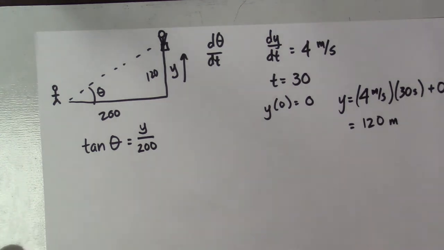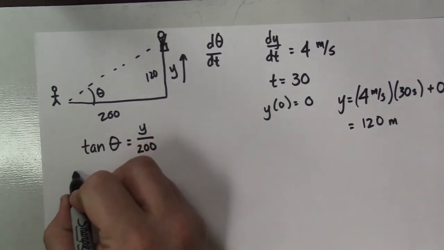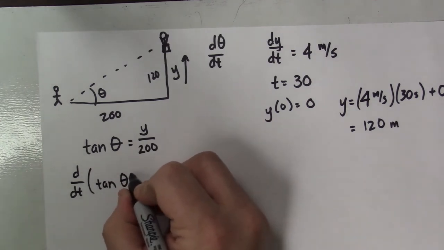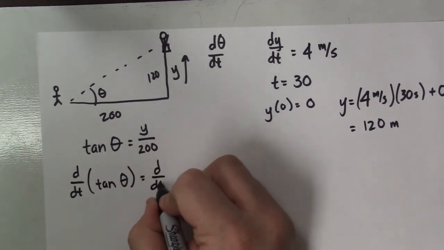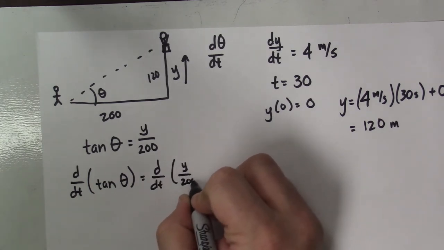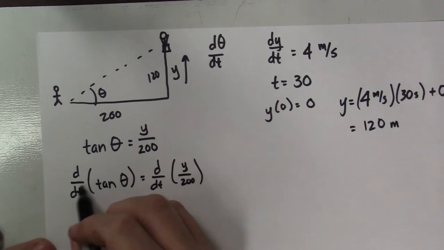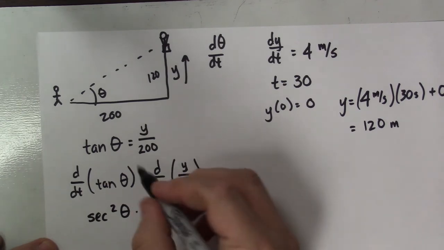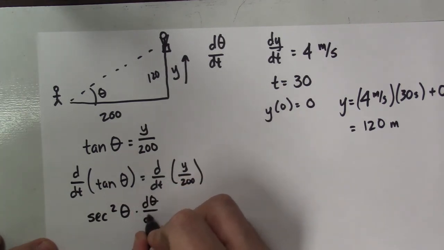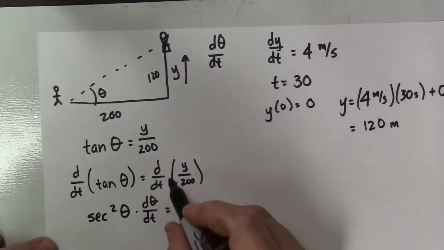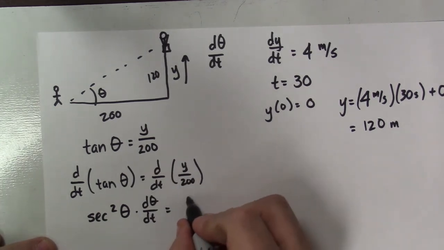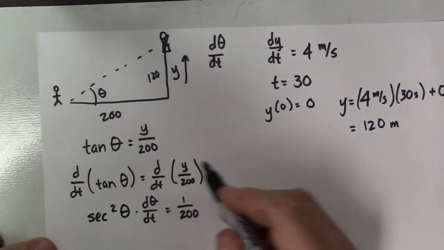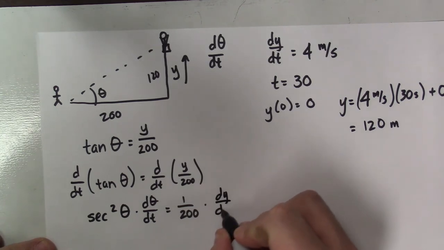I've got to differentiate with respect to time on both sides. So I'm going to do d/dt of tangent theta equals d/dt of y over 200. Now, derivative of tangent is secant squared, and I've got to chain rule this, so that gives me d theta/dt. Now, pull out the 1 over 200, that's a constant. The derivative of y with respect to time is just dy/dt.